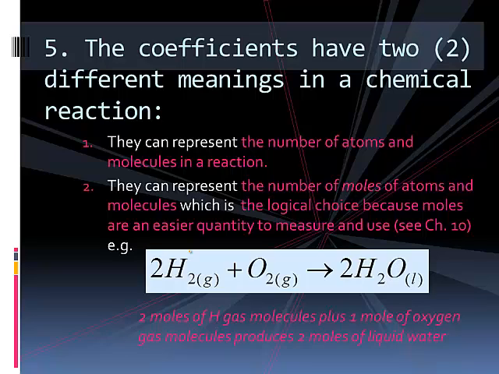Now the coefficients have two different specific meanings. One, they can represent the number of atoms and molecules in a reaction. They can also represent the number of moles of atoms or molecules, which we know is a logical choice because moles are an easier quantity for us to measure and to use. So reading that chemical equation at the bottom, I can either say that two hydrogen molecules and one oxygen molecule produce two water molecules, or I can say that 2 moles of hydrogen gas and 1 mole of oxygen gas react to produce 2 moles of water.